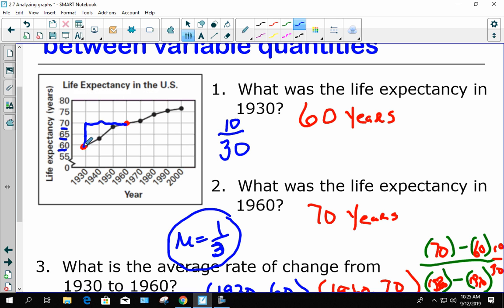You cannot say this is 1, 2. This is not 2 over 1, 2, 3. 2 over 3 is wrong. It would have been okay if they would have went by 10s over here, but they're going by 5s.